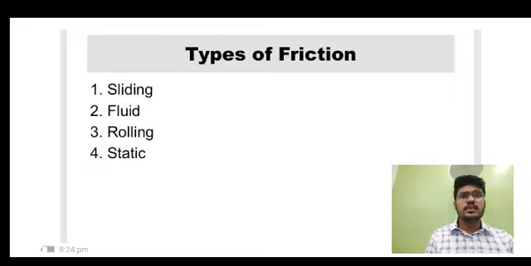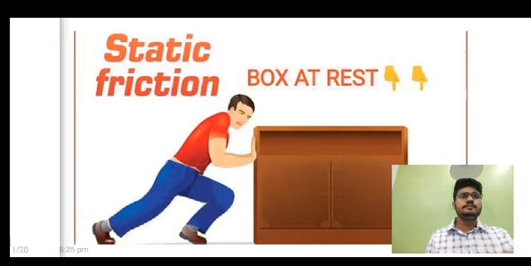So what are the types of friction? There are four types of friction. One is sliding friction, the second is fluid friction, the third is rolling friction, and the fourth is static friction. In this session, we will learn the four types of friction and how we can imagine them. I will show some pictures so that you can remember them and understand the concept in the best possible way. So let us learn about static friction.